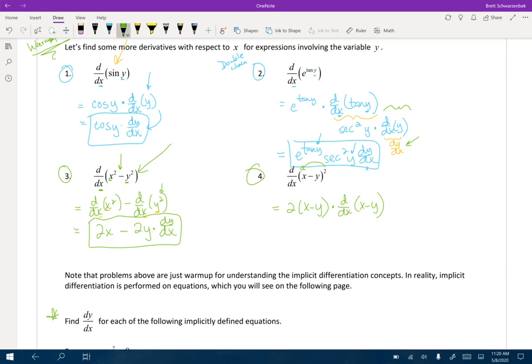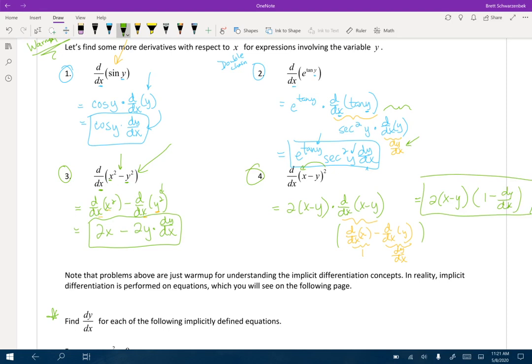So again, let's do a little shortcut here. We can now take the derivative of each piece with respect to x. Okay, the derivative of x with respect to x is just 1, and the derivative with respect to x of y is just dy/dx, which means if we need to write this out in a final step, we get 2 times (x minus y), and then this whole quantity here, which is 1 minus dy/dx. Okay, that is the derivative of our expression.